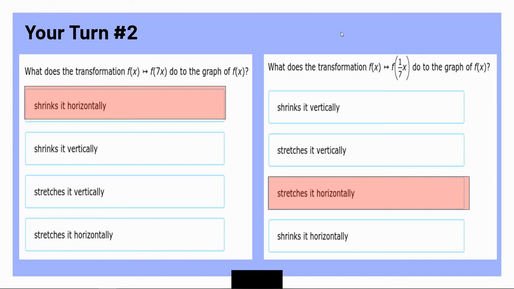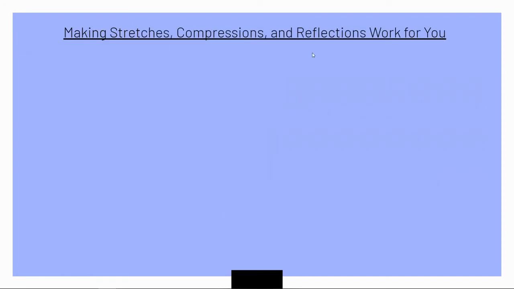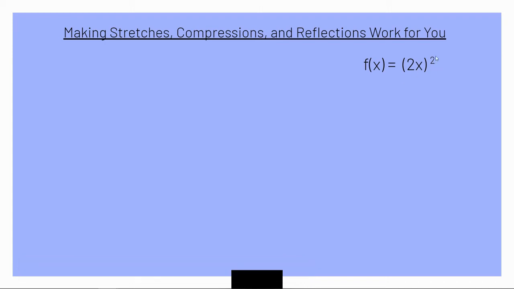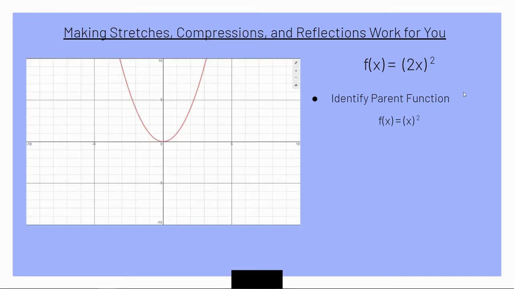So it's really important to understand that when numbers go inside the parentheses, we have to think backwards to what it is if they're outside the parentheses. Okay, so making the stretches comparison work for you, here's another version of it. We have (2x) squared. So what is our parent function? Well, again, if we take out the number in front of the x, we get x squared. And so we have our parent function.